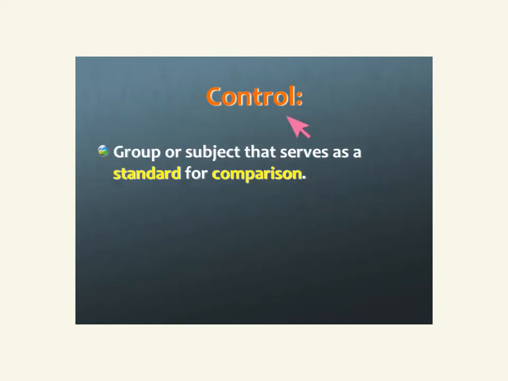The control is a group or subject that serves as a standard for comparison. Not all experiments are going to have a control, but when possible, we'll try to have one. So in my mouse example, the control might be looking at mice who haven't eaten any extra sugar.